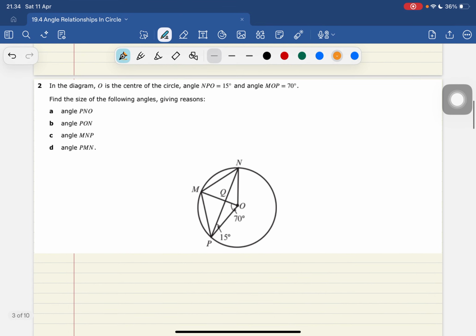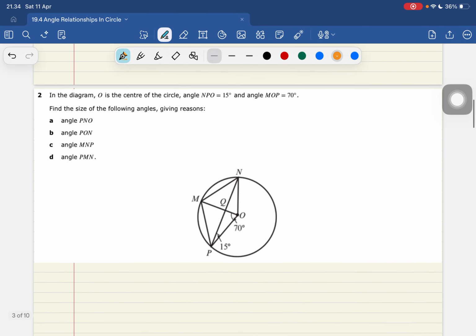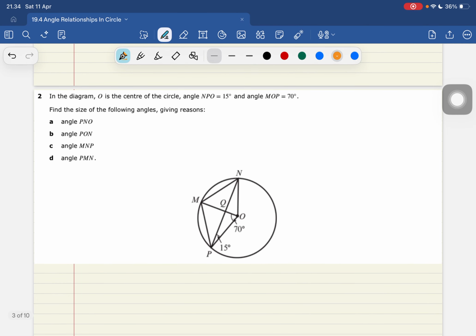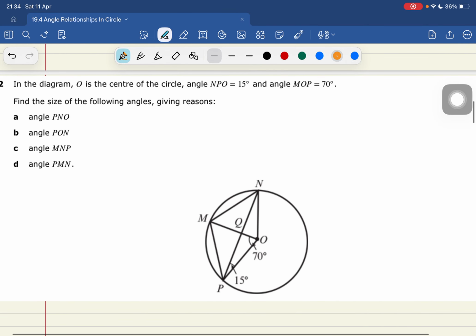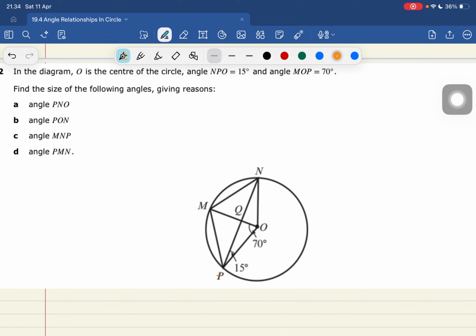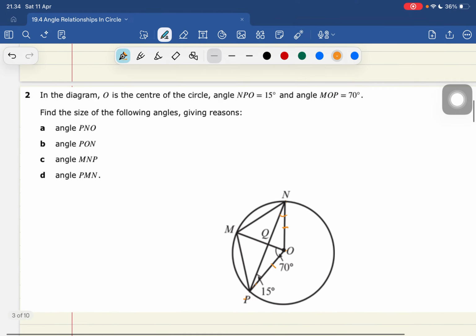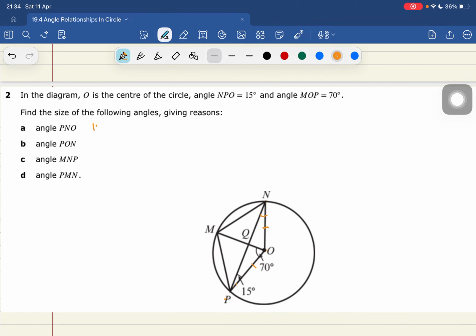Next, number 2. In the diagram, find the size of the following angles and give the reason. OPN, look at this angle. They are radii to the center, so here is an isosceles triangle. If this is 15, here is also going to be 15. So this is going to be 15 degrees. The reason is because of the isosceles triangle.